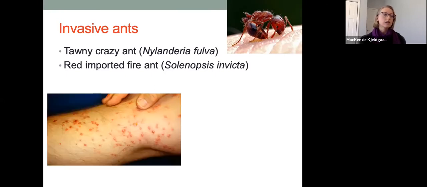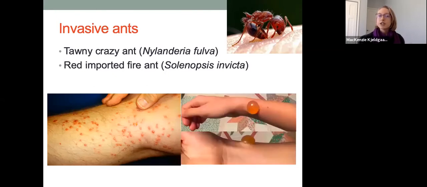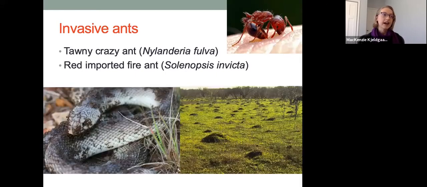And so this can result in a lot of painful stings, kind of a raised pustule. And for individuals that develop an allergy to those stings, such as myself, I actually develop a pretty gnarly blister when I get stung by fire ants. So that can be pretty bad. I actually had to carry an EpiPen with me pretty much everywhere that I went in Texas because fire ants are everywhere throughout Texas.